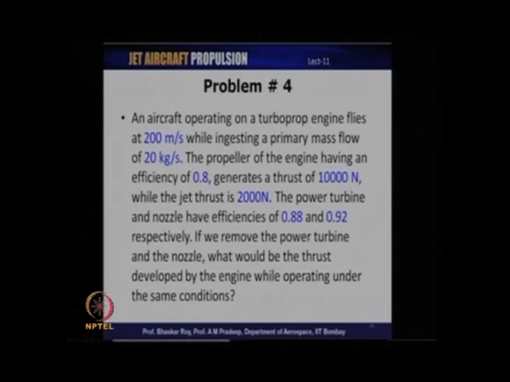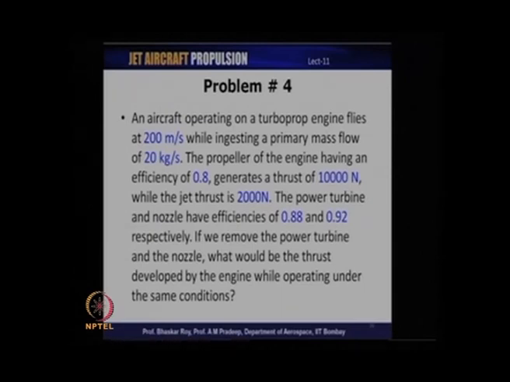The last problem that we will solve today corresponds to that of a turboprop engine, wherein an aircraft operating on a turboprop engine flies at 200 meters per second while ingesting a primary mass flow of 20 kgs per second. The propeller of the engine, having an efficiency of 0.8, generates a thrust of 10,000 Newton, while the jet thrust is 2000 Newton. The power turbine and the nozzle have efficiencies of 0.88 and 0.92. If you remove the power turbine and nozzle, what would be the thrust developed by the engine while operating under the same conditions?